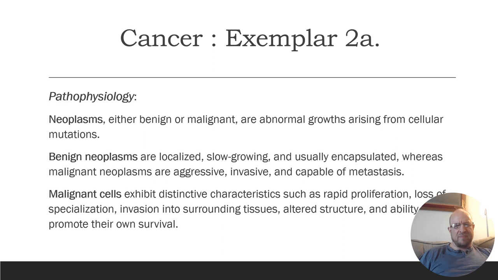Malignant cells, their characteristics are rapid proliferation, loss of specialization, invasion of surrounding tissue, altered structure, and their ability to promote their own survival. So, when somebody has a malignancy or a malignant cancer, that's usually a really bad thing because it means some of the cells travel through the lymph nodes and going into the other body systems.